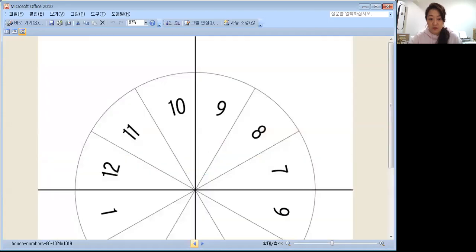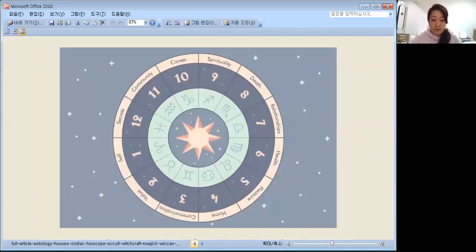Let me see if I can show you. Okay, so just to recap, the first house, Aries, has a lot to do with ego, I am. So it's yourself.